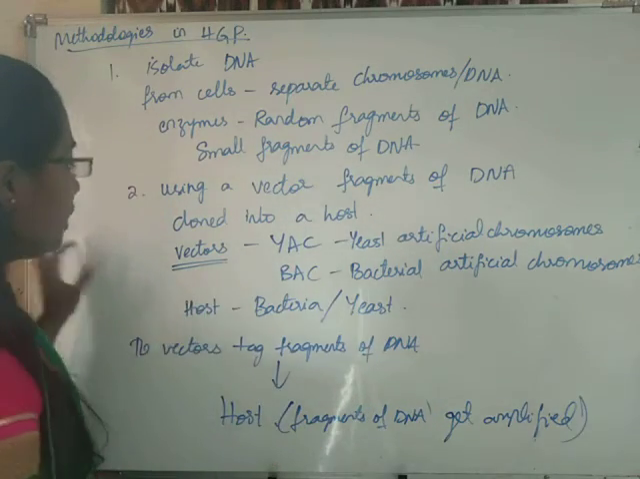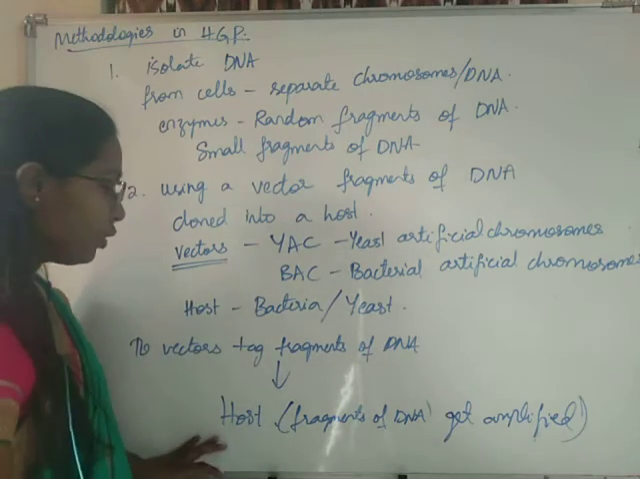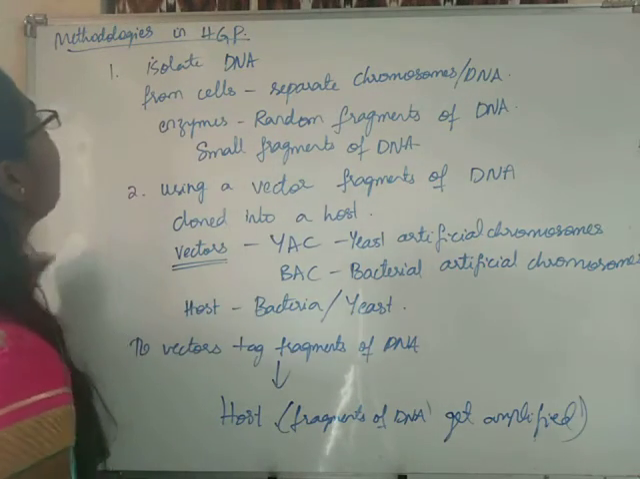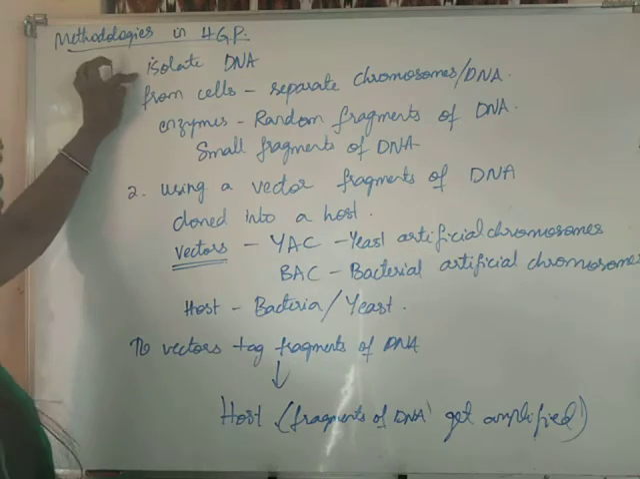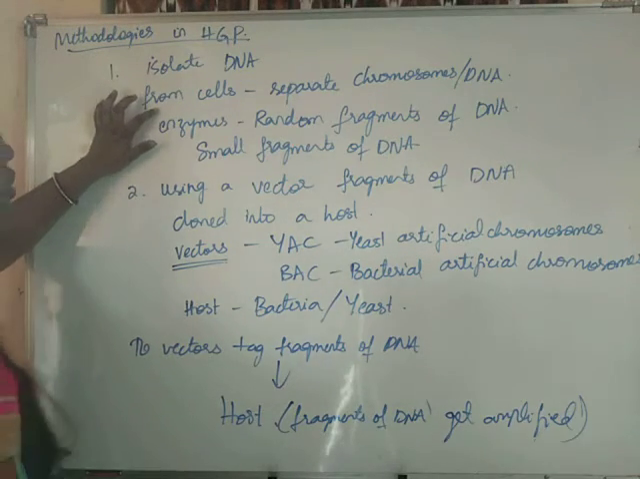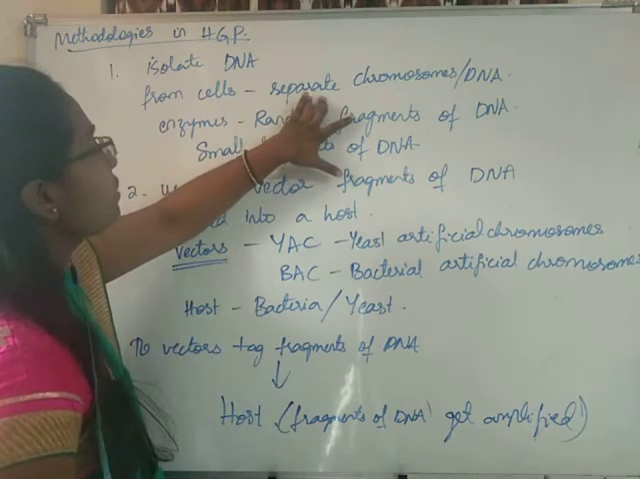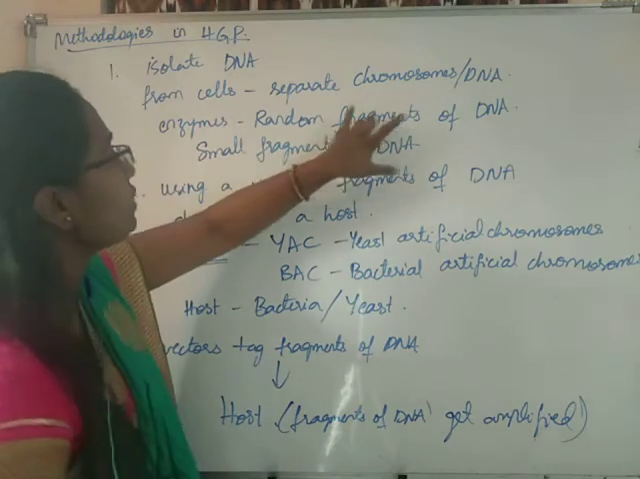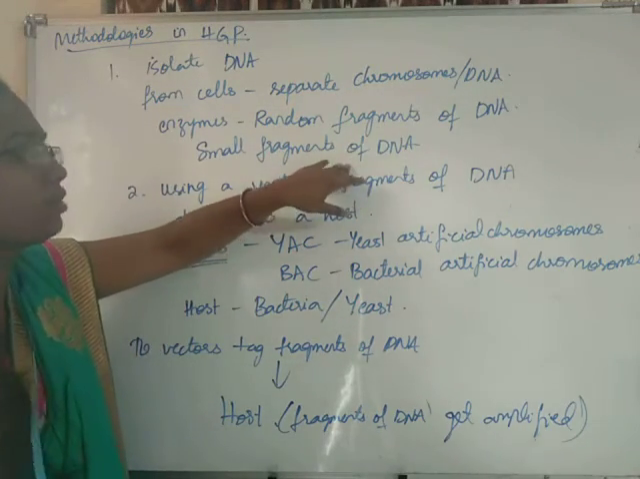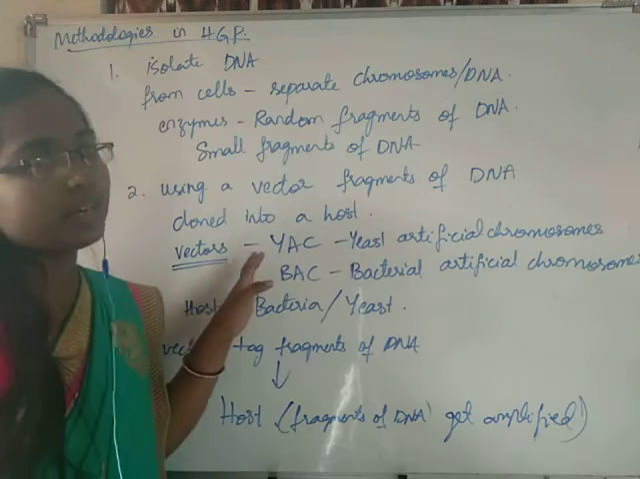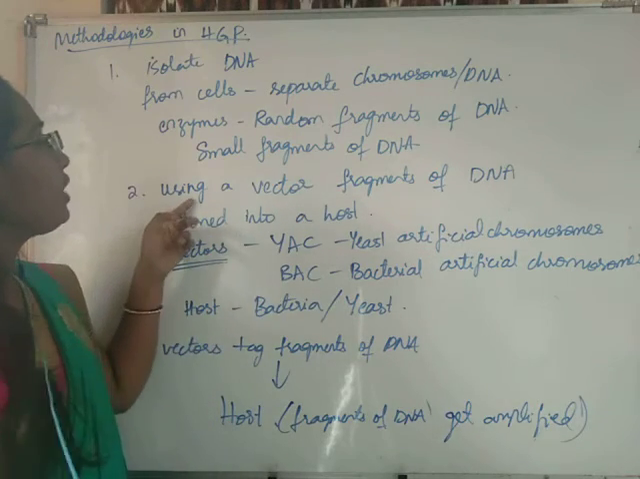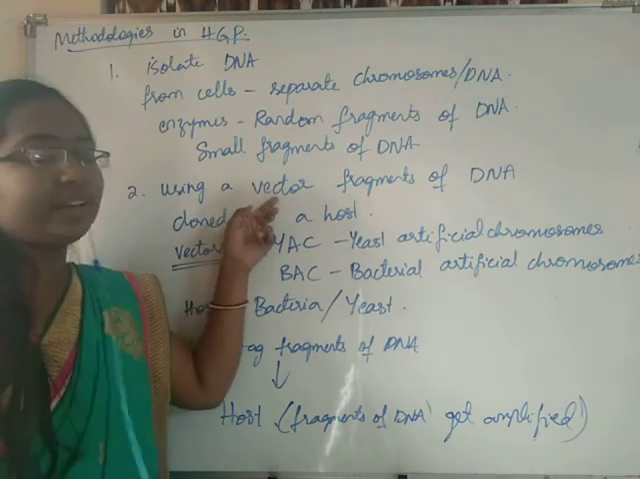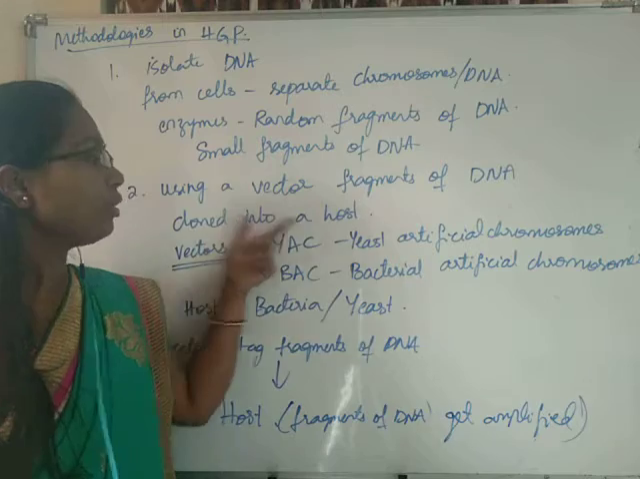So this is clear. How we are going to clone it, we have learned now. First we isolate the DNA from the cells or chromosomes, using some enzymes. Small random fragments of DNA are prepared. After that, using a proper vector, the fragments of DNA are cloned into a host.